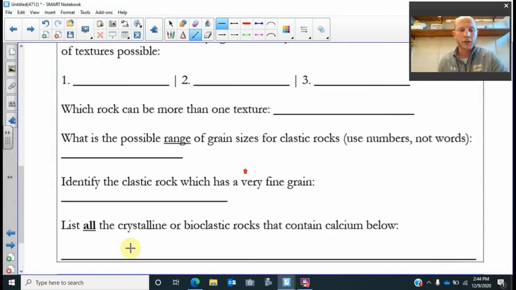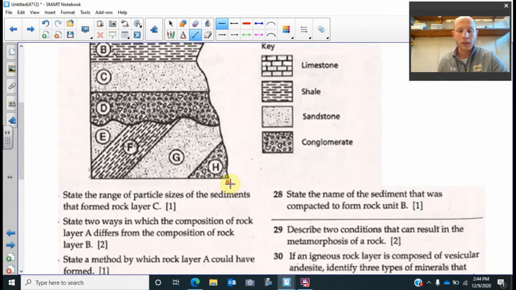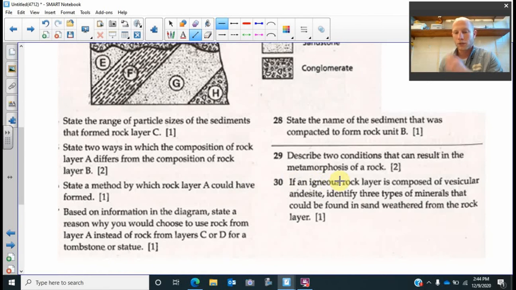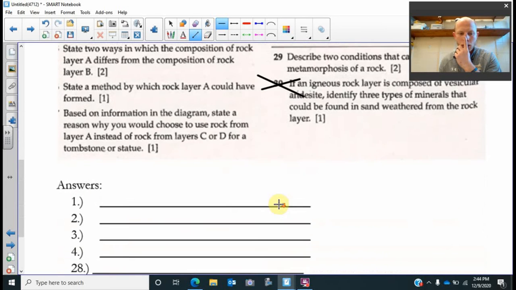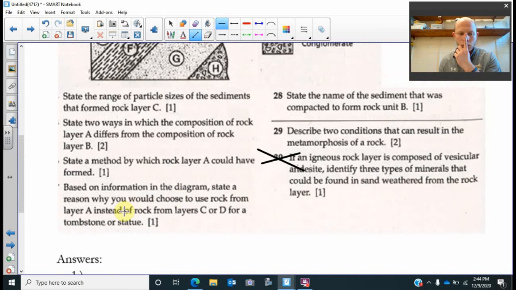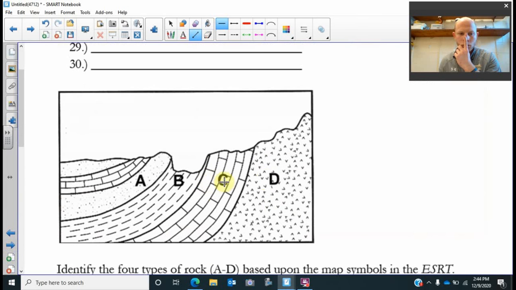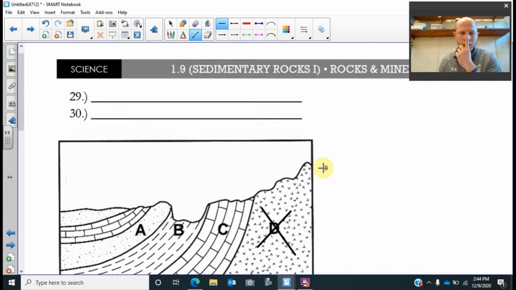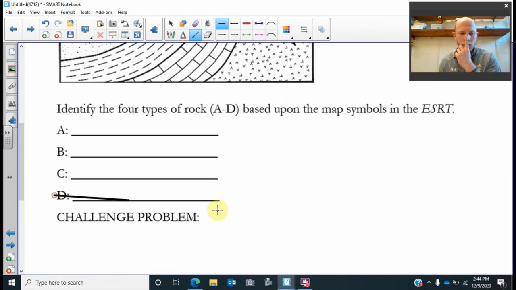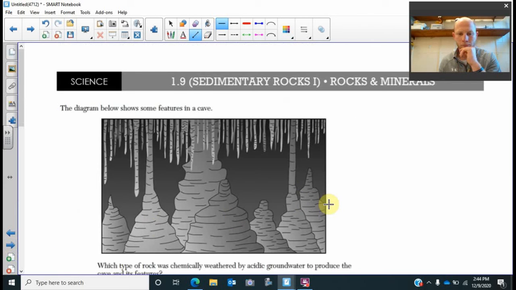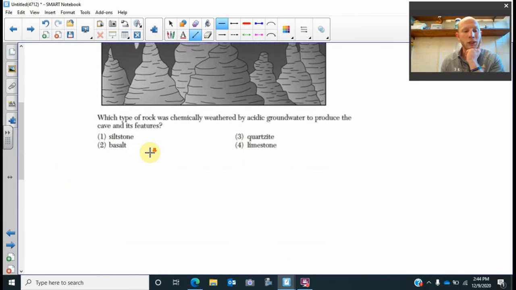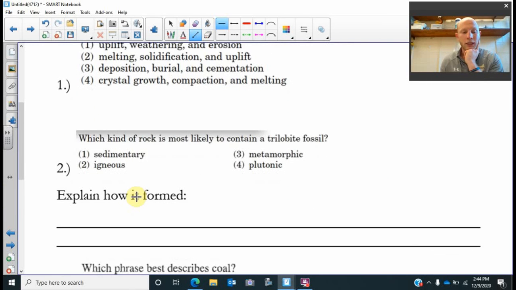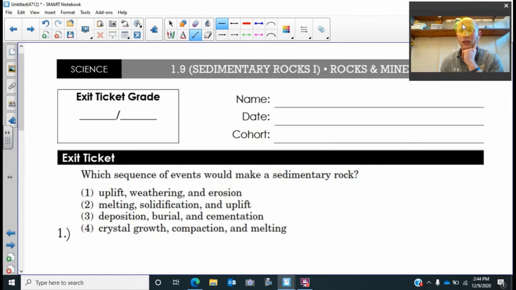So go ahead and finish this page up, and you guys should be able to do the rest of this. Actually, don't do 30. What else? D. I could not find D for this one. Do not do it. You'll want to watch that video I put on there on limestone rocks and how they form cave formations, and you can do that. And go ahead and get this guide done for today.